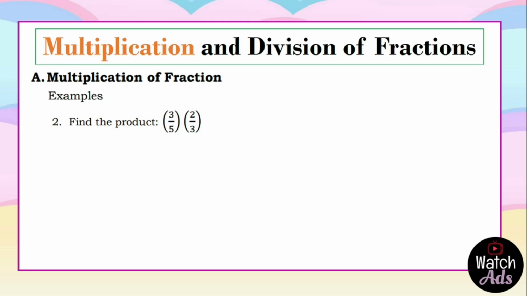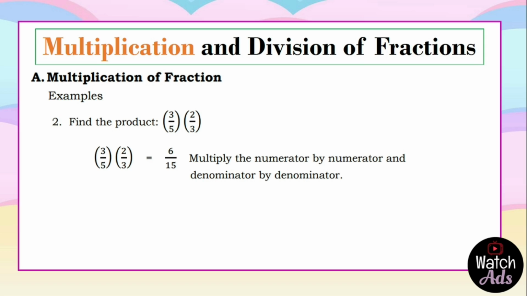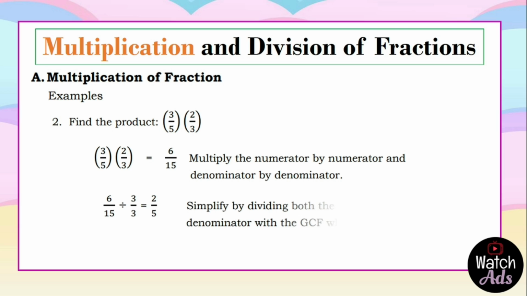Let's have another example. Find the product of 3/5 and 2/3. We multiply the numerator by numerator and denominator by denominator, 6 over 15. Then we simplify by dividing both the numerator and denominator by the GCF, that is 3, that gives us 2/5. Thus, the product is 2/5.